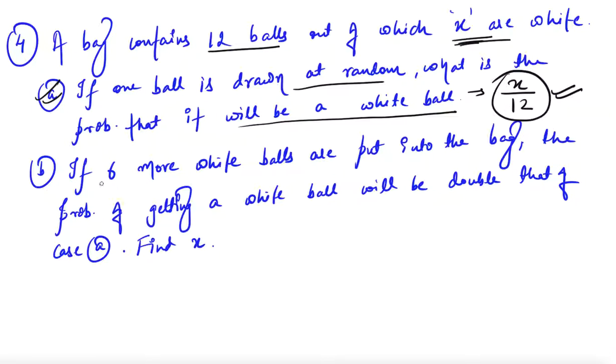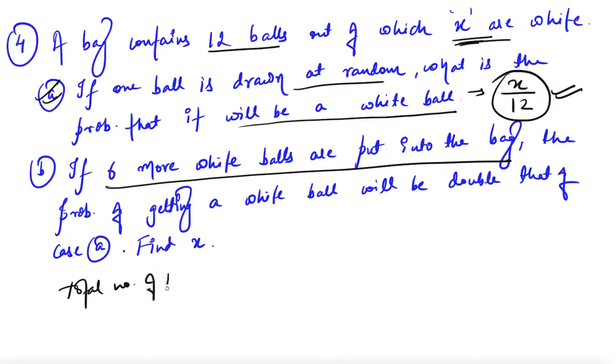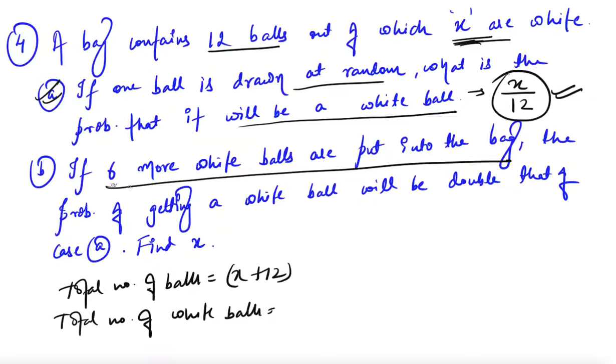Now see the second question. If 6 more white balls are put into the bag, what are total number of balls? X plus 12. And what are total number of white balls? Initially it was X and I added 6 more white balls. So total number of white balls became X plus 6, and total number of balls, initially it was 12 and I added 6 more, so it became 12 plus 6.